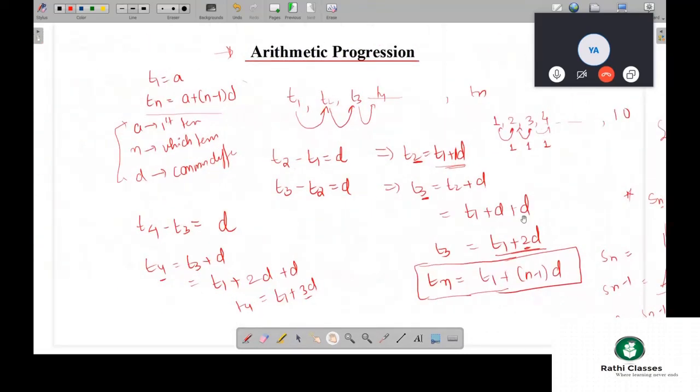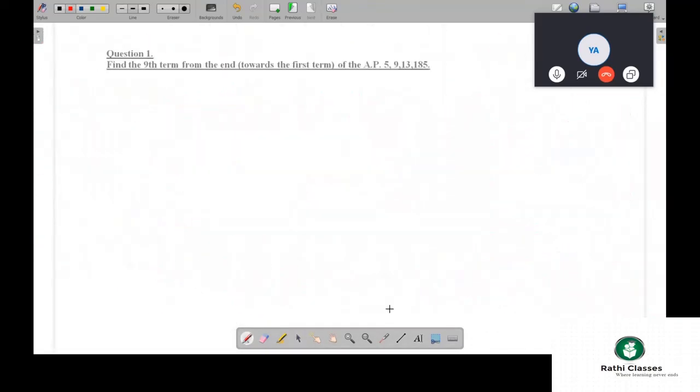So let us start with some examples. See, the question is: find the ninth term from the end. First, the sequence is given as an AP. AP means the common difference is the same. Can you check? 9 minus 5, 4. 13 minus 9 is 4. Till 185. Find the ninth term from the end. That means from 185 you need to find.